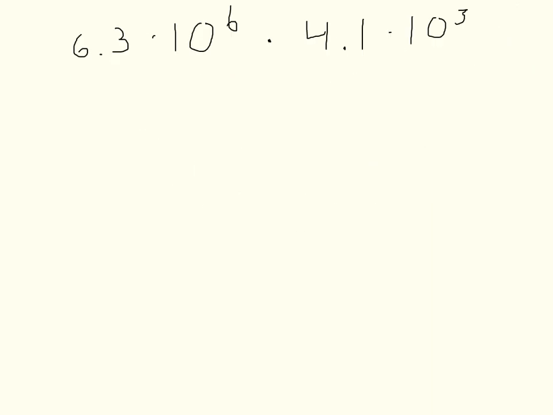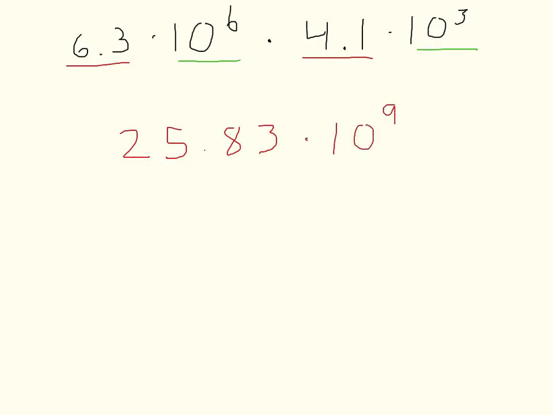Okay, our second practice problem. So we're going to go through those same steps where we're going to find like terms. These coefficients are like terms, and these base 10s with exponents are like terms. When I multiply my coefficients, 6 and 3/10 and 4 and 1/10, I get 25 and 83 hundredths. When I add my exponents, my base 10 is now 10 to the 9th power. I got the 9th power by going 6 plus 3 up here.